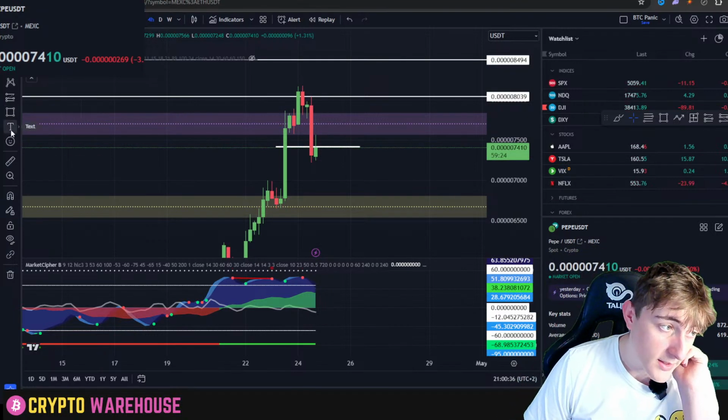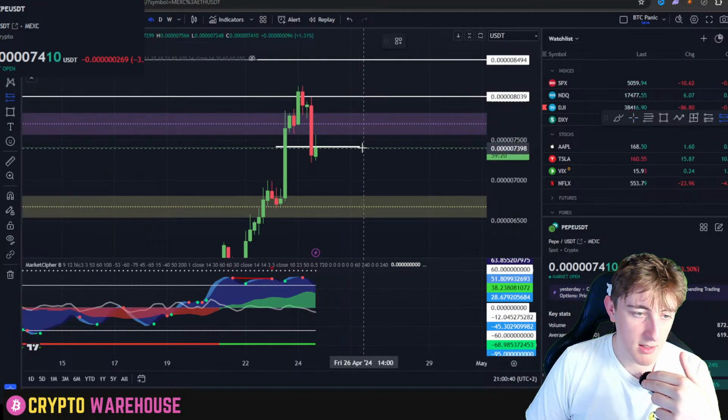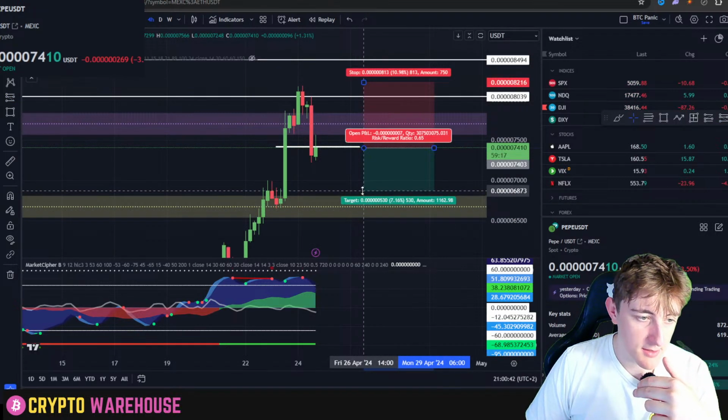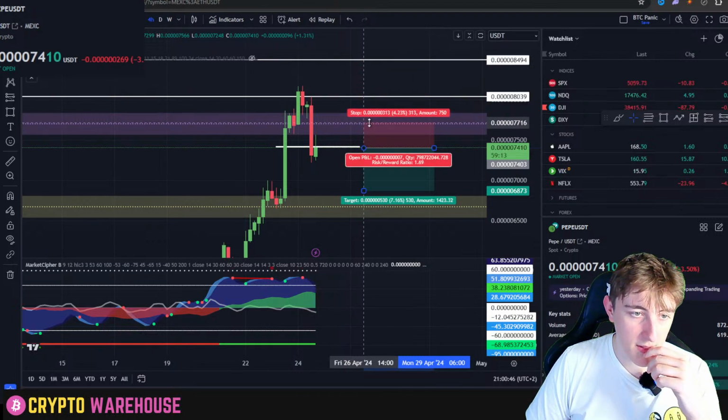So I'm going to quickly put a short. I'm not going to put a short in right now, but I'm going to put a short kind of display here to show you the percentages of possibility. So I'll probably do it where the resistance is right there.